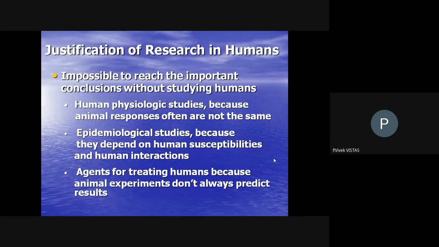Before moving into international ethics, we have to see what is meant by research. What is the justification of research in humans? It is impossible to reach important conclusions without studying humans. In clinical trials, preclinical studies are done in animals, and after that the four trials are carried out in humans. In this COVID vaccine also, you can see human trials are going on now. Now we are in the second trial, I think.